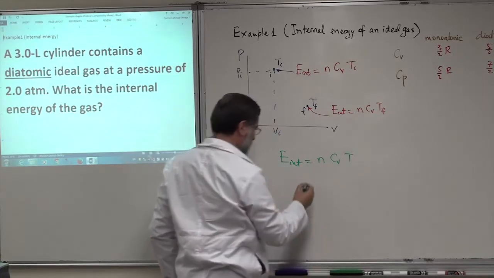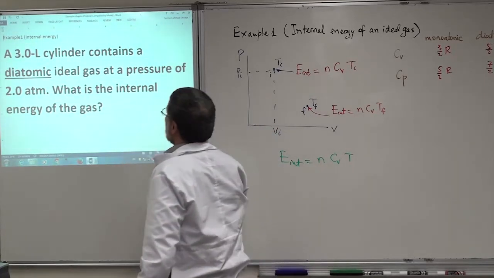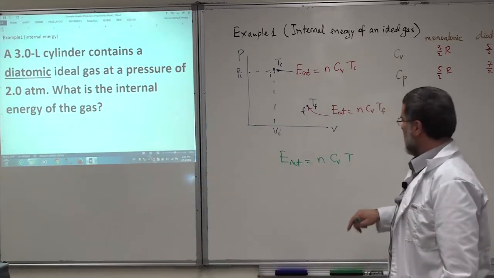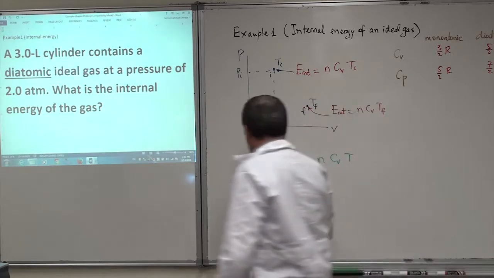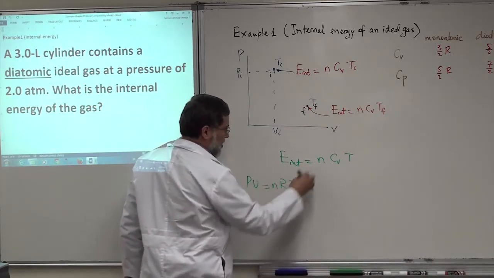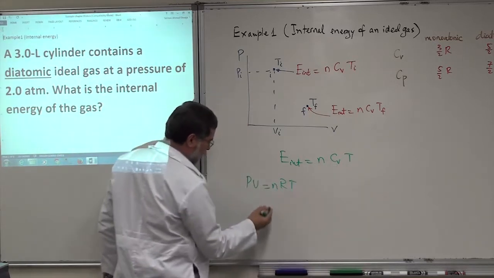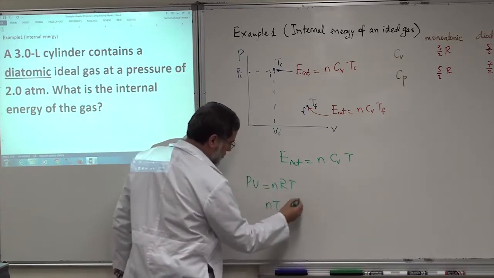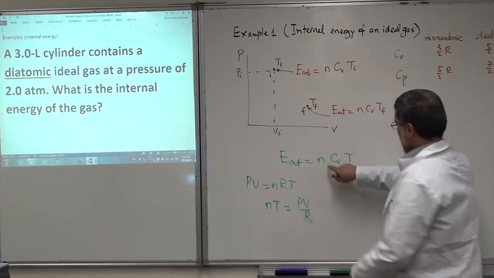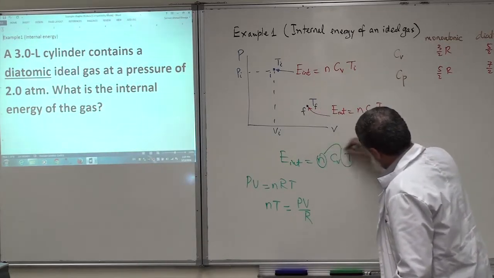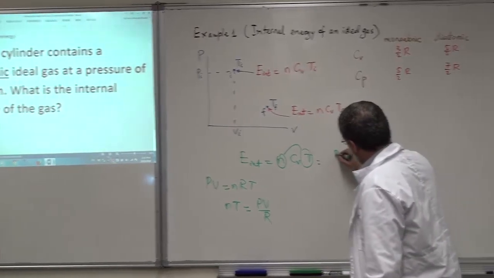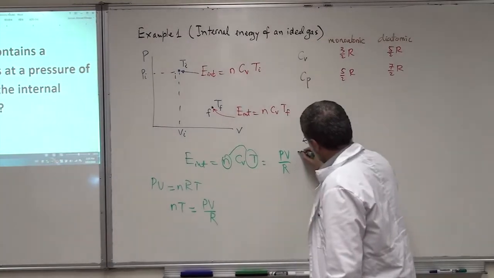n C_V T. We don't know the number of moles, but we know the pressure and the volume. Using the ideal gas law, PV equals nRT, n times T is actually PV over R. So I can use this instead of n and T here. I'm going to replace it by PV over R. So this will be PV over R times C_V.